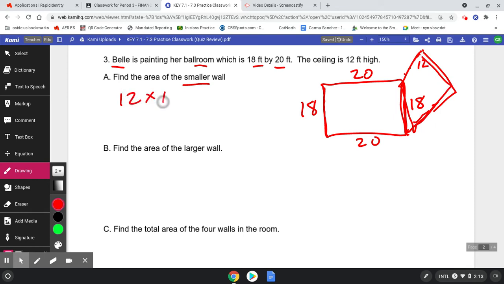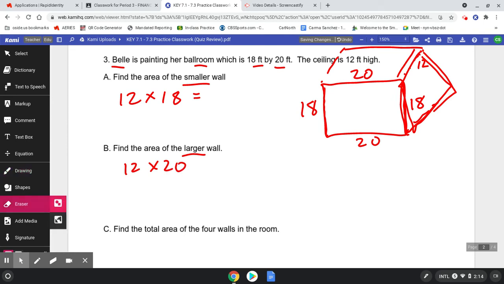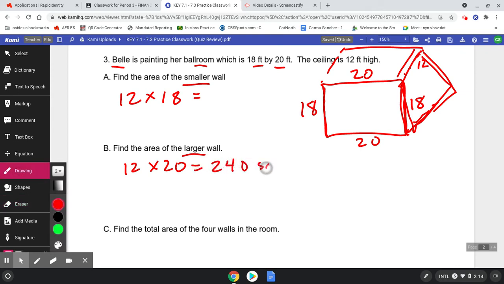So area of the smaller wall is going to be 12 times 18 because the shorter length of the floor was 18. Then the area of the larger wall, if you can imagine, it's going to be this one here with that height of 12. So it's going to be the 12 by 20 for the larger wall, the length of 20 being larger than 18. So when we multiply these, you get 240 square feet for the larger wall, and then 12 by 18. I'm going to grab my calculator, and I've got 216.